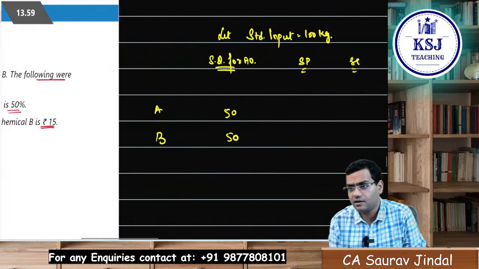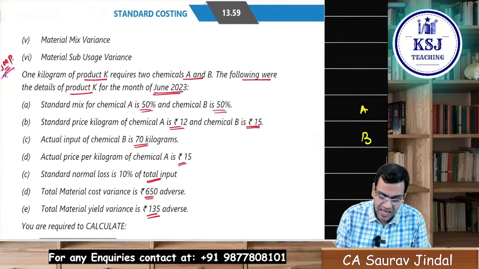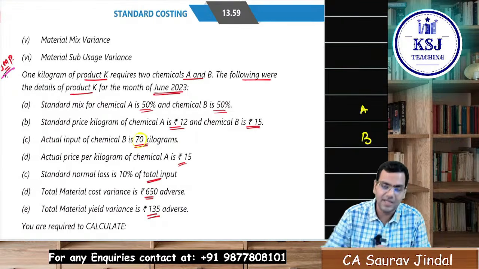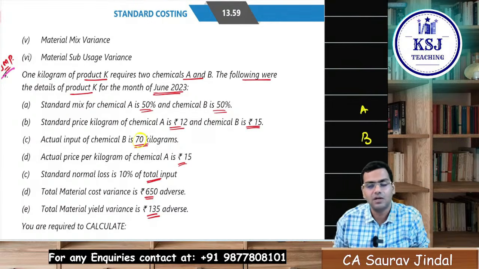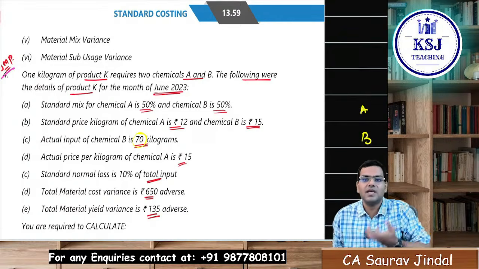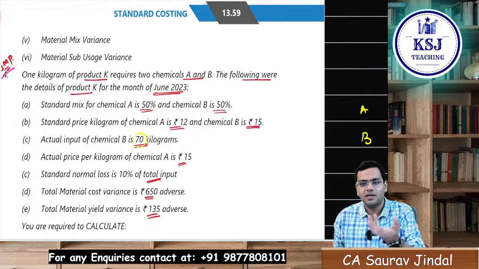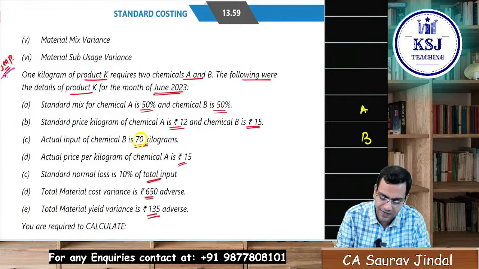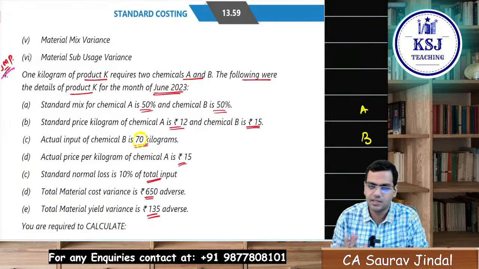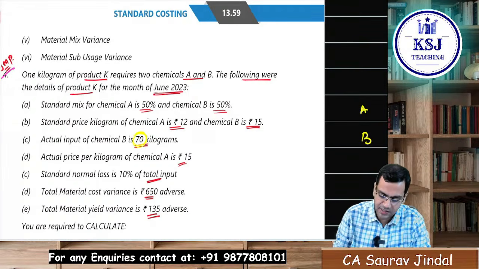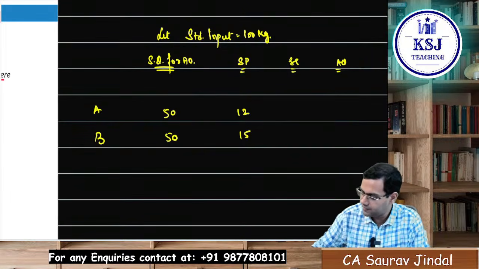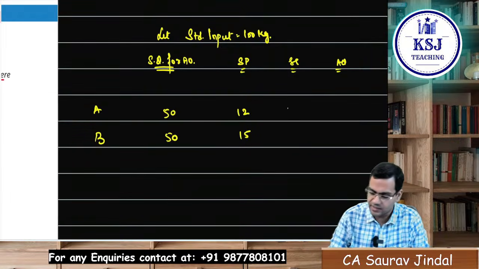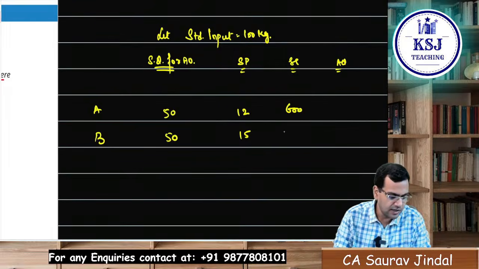Sir, why have we taken 100 kg? Because the actual input of chemical B is given as 70 kg, right? So we cannot take 500, 600, 700. But we will have to assume something. So we are assuming it is 100 kg so that it is near to 70 kg itself. Realistic, right? Standard price is given, that is 12 and 15. So 50 into 12 is 600 and 50 into 15 will be 750, sir.